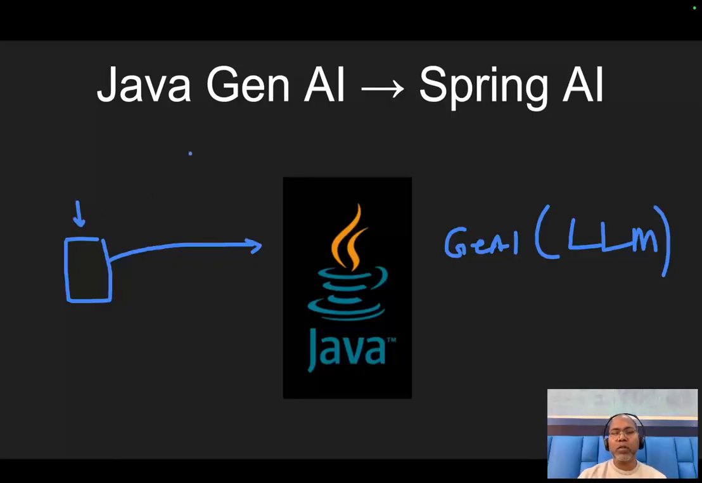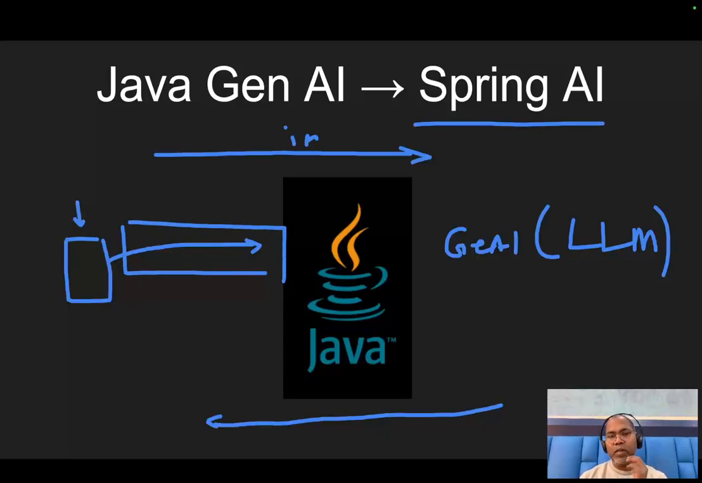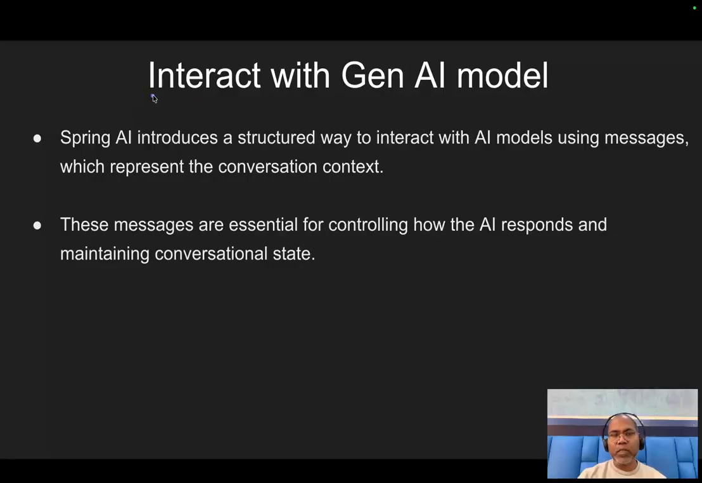So in short, you can see we always send an input message to the LLM, and the LLM responds back with an output message. That's great. So today, our focus is to learn what are the different ways Spring AI offers the mechanics through which we can send our input message to the Gen AI model. So the objective of the day is to understand the interaction with the Gen AI model.